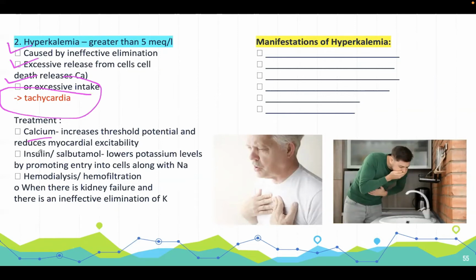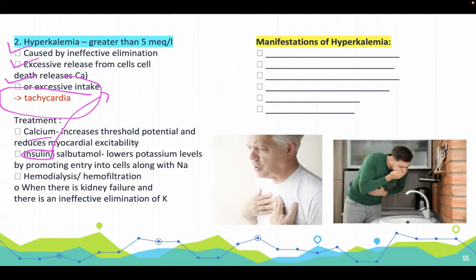Okay, pwede din po mag-take ng insulin or salbutamol. It lowers the potassium levels by promoting entry into the cells along with your sodium. Tatandaan po, si insulin, isa po itong hormone that promotes the entry of the glucose into the cell. Pwede niyang i-lower yung potassium level by promoting, ipapapasukin niya sa loob ng cells together with your sodium. Next, hemodialysis or hemofiltration.